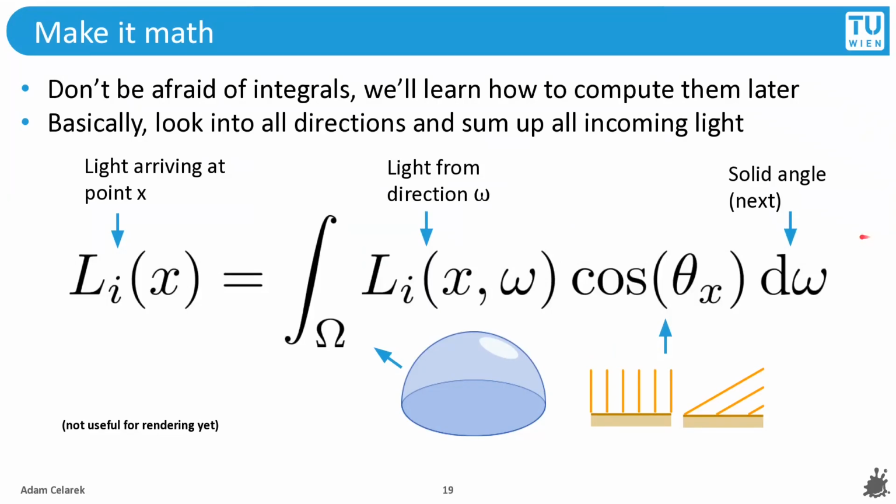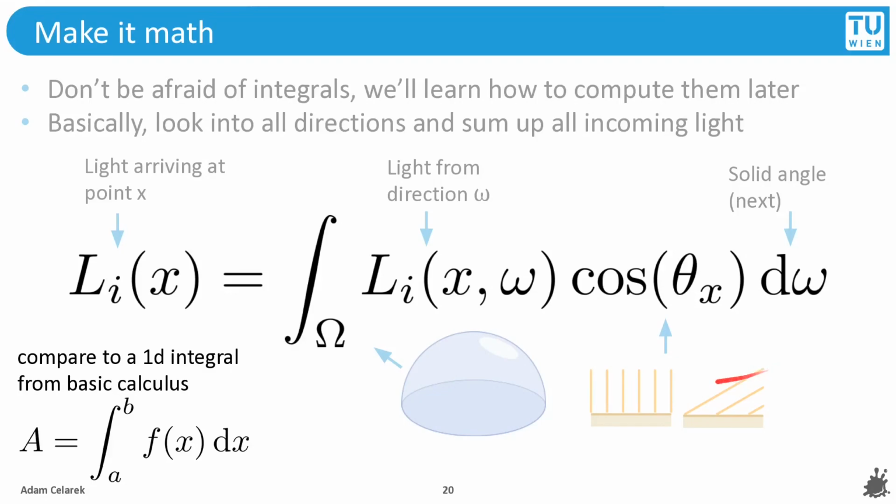Here you see the integral that is used to compute the receiving light on the surface. We have the integral, which integrates over the whole hemisphere. It looks into all directions, which is in a way encoded into the solid angle. We have the cosinus rule here, and we sample the light using ray tracing from different directions. This is not useful for rendering yet, but we will come to that.